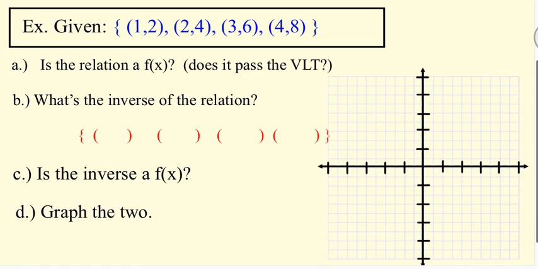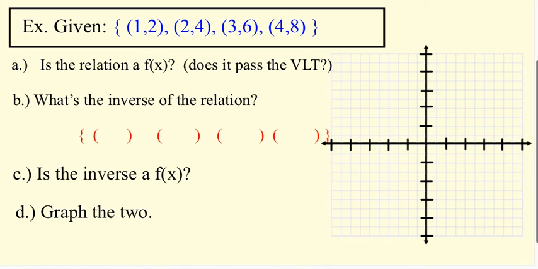All right, so let's do an example. In the blue here are some ordered pairs, and we're going to go ahead and graph those ordered pairs. The first ordered pair is over 1, up 2. The next one is over 2, up 4, over 3, up 6, over 4, up 8. So there are our 4 ordered pairs.